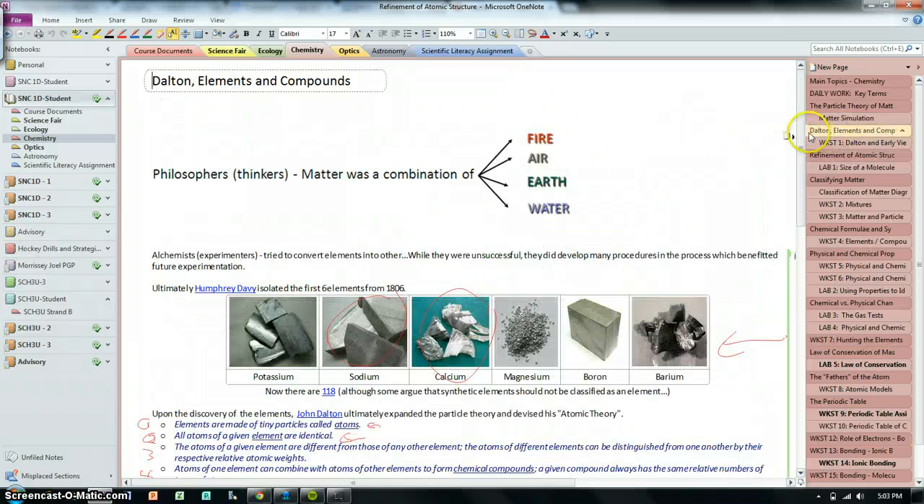So to review, particles can be elements or compounds. Atoms are the particles of an element, where a compound, or a molecule, is the particle of a much larger compound. Okay, so make sure you answer the question here on Verso.